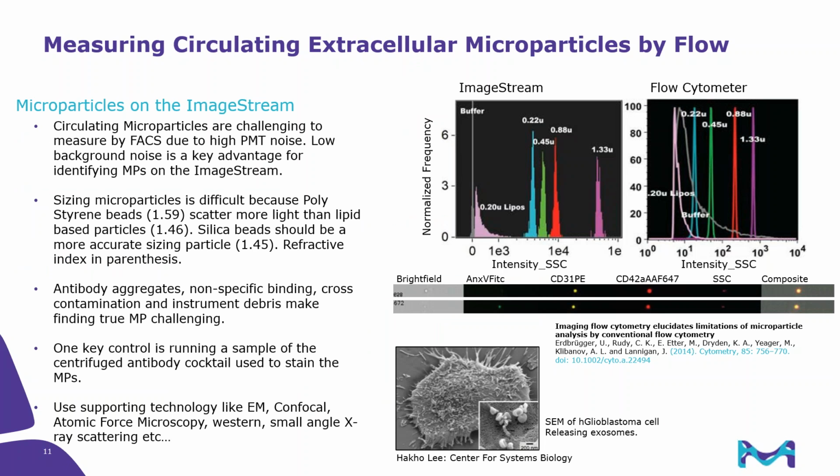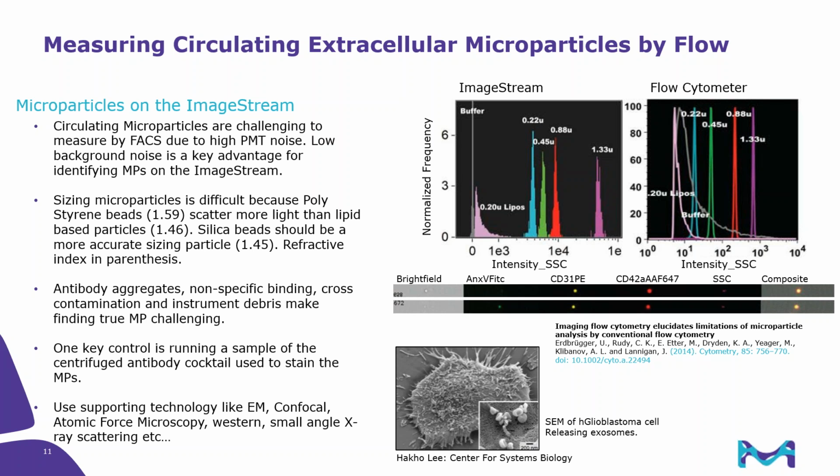Another application that we've been getting a lot of questions about is looking at circulating microparticles. There have been a number of publications that have come out looking at these tiny particles. Microparticles can be on the order of 20 nanometers up to about 500 nanometers. One of the advantages of using the ImageStream is that because we're using a charge-coupled device, a CCD camera, we have very low background noise.